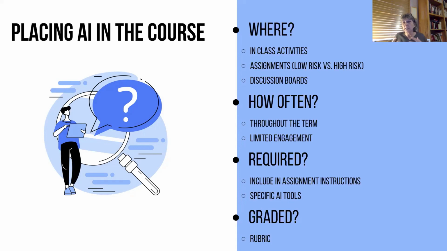Again, thinking of those things. And then if I placed AI into assignments, do I need to put a category in the rubric about their use of AI? Am I going to grade them on how well they used AI? Again, I don't necessarily have all the answers. And even though we're in week 11 of my course, I'm still kind of figuring a lot of these things out. But I think these are important questions to reflect on as you're determining whether or not to even put AI in a course.